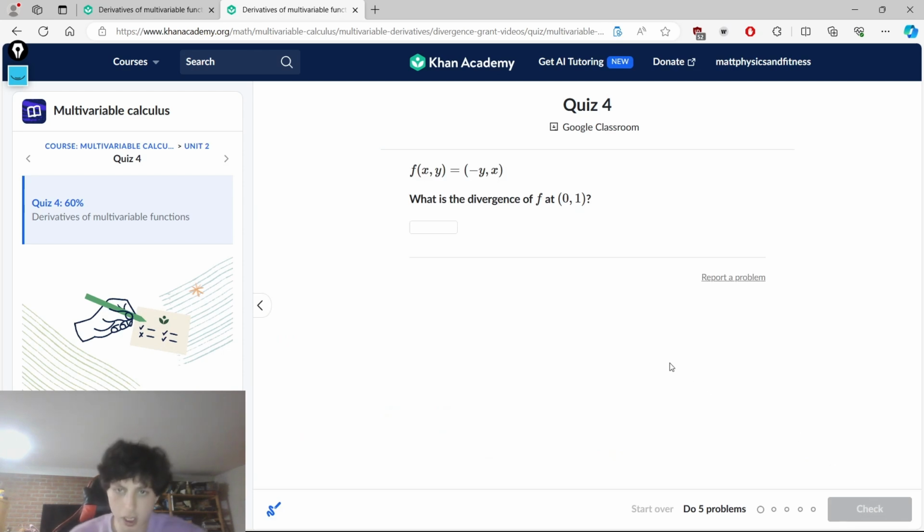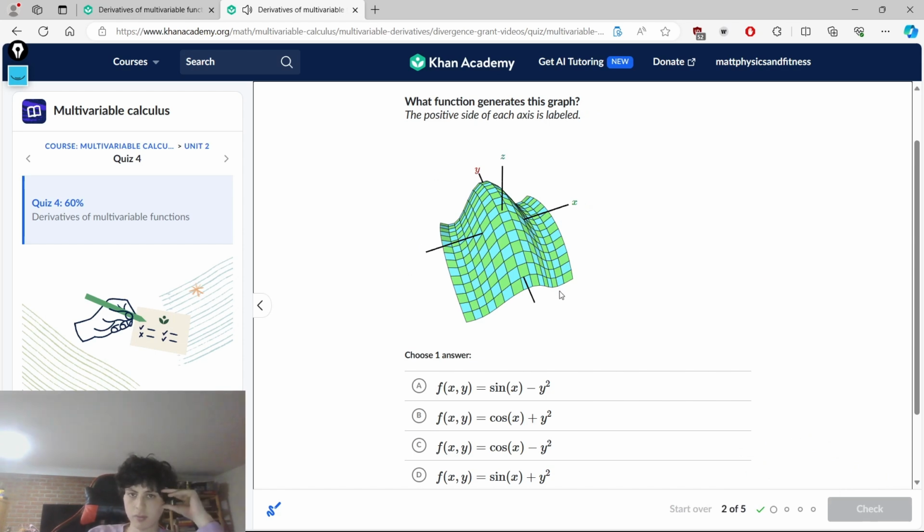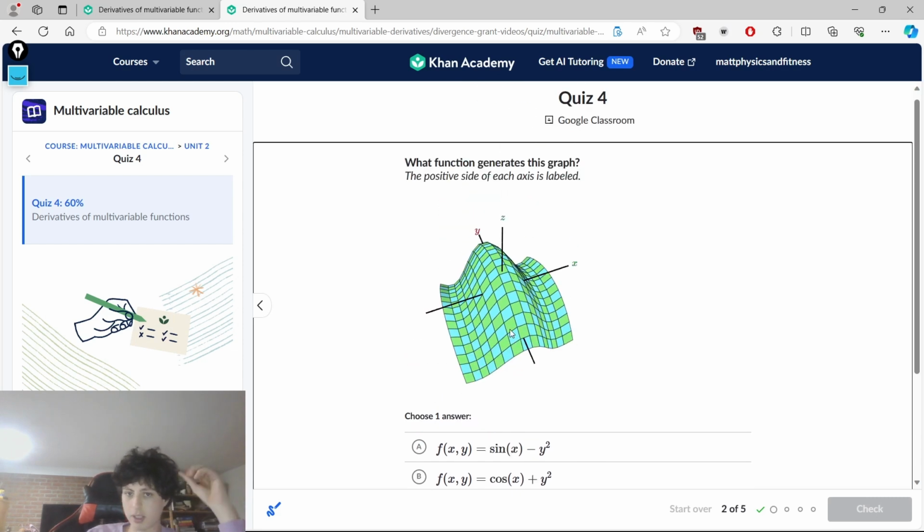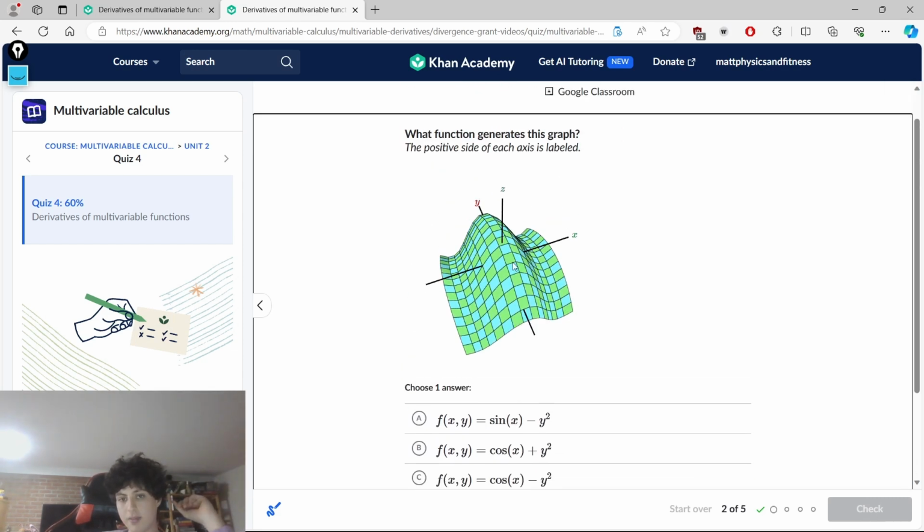Let's go. Oh, what is the divergence of f at 0, 1? Oh, it's 0. It's just 0. Don't even worry about it. Oh, let's see. I just don't understand as z changes. So maybe z is not in this function. Yeah, it's a function of x, y. I need to see a function of x, y, and z to see what that would look like.